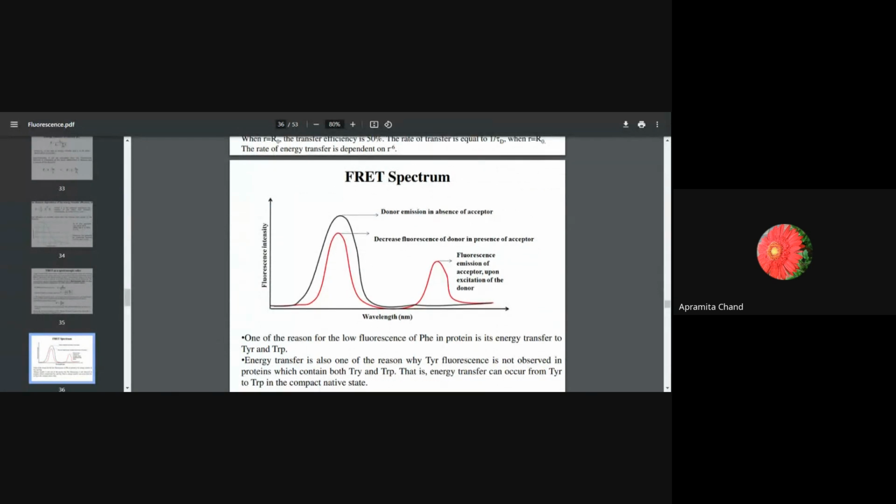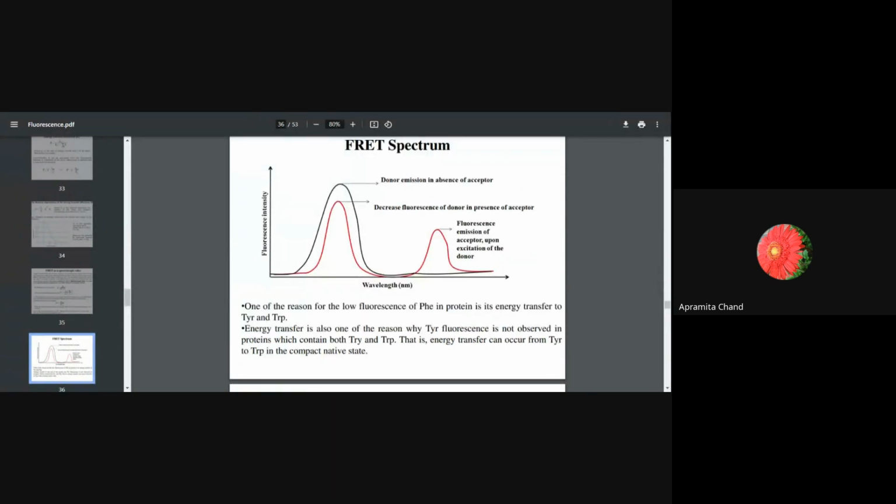So this is how the FRET spectrum looks like. In absence of the acceptor, the donor emission is enhanced. Whenever there's an acceptor, before the donor emission is completed, the acceptor is absorbing it. So that is why the emission level is decreased. And finally, there is a fluorescence emission of the acceptor upon excitation of the donor at a longer wavelength.